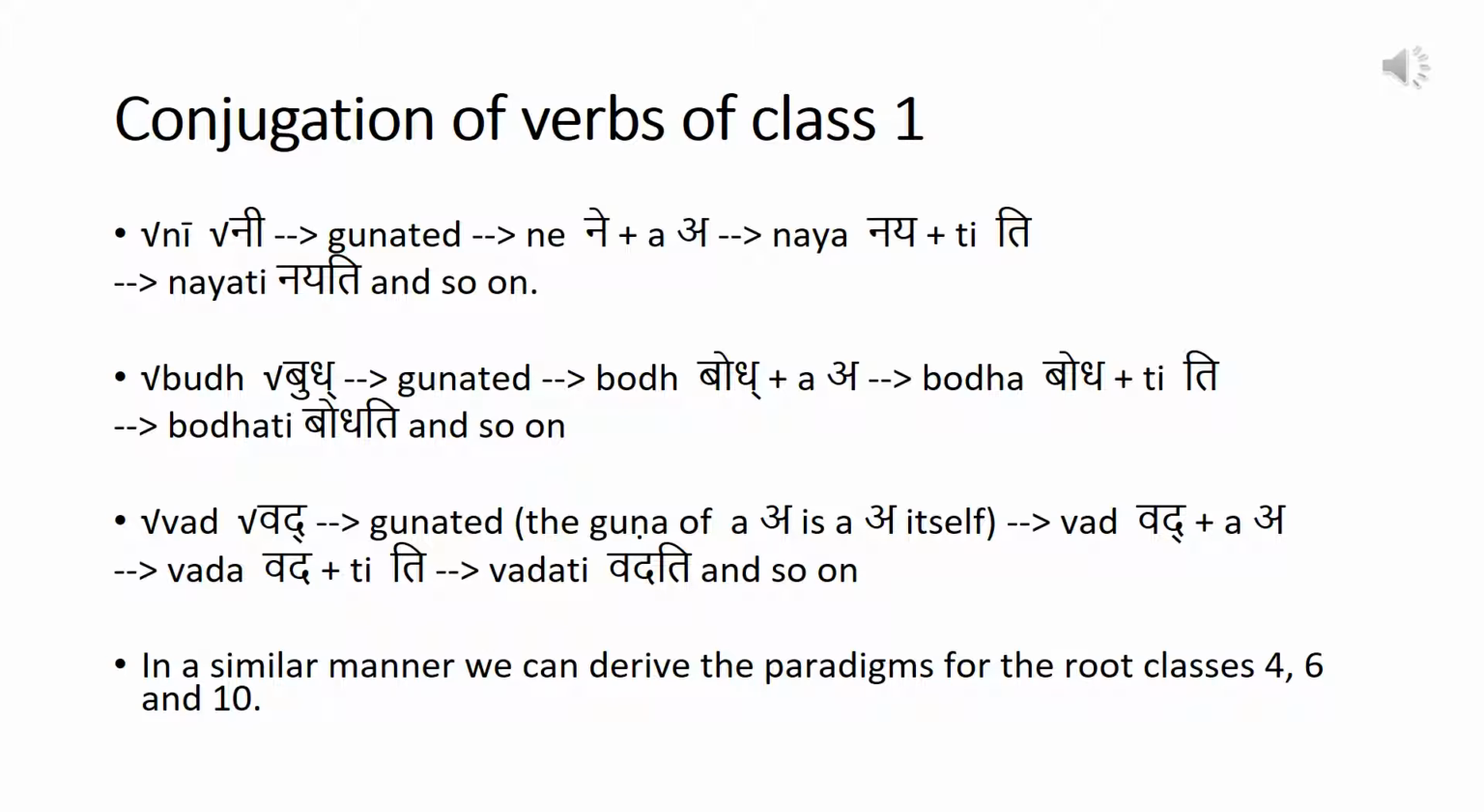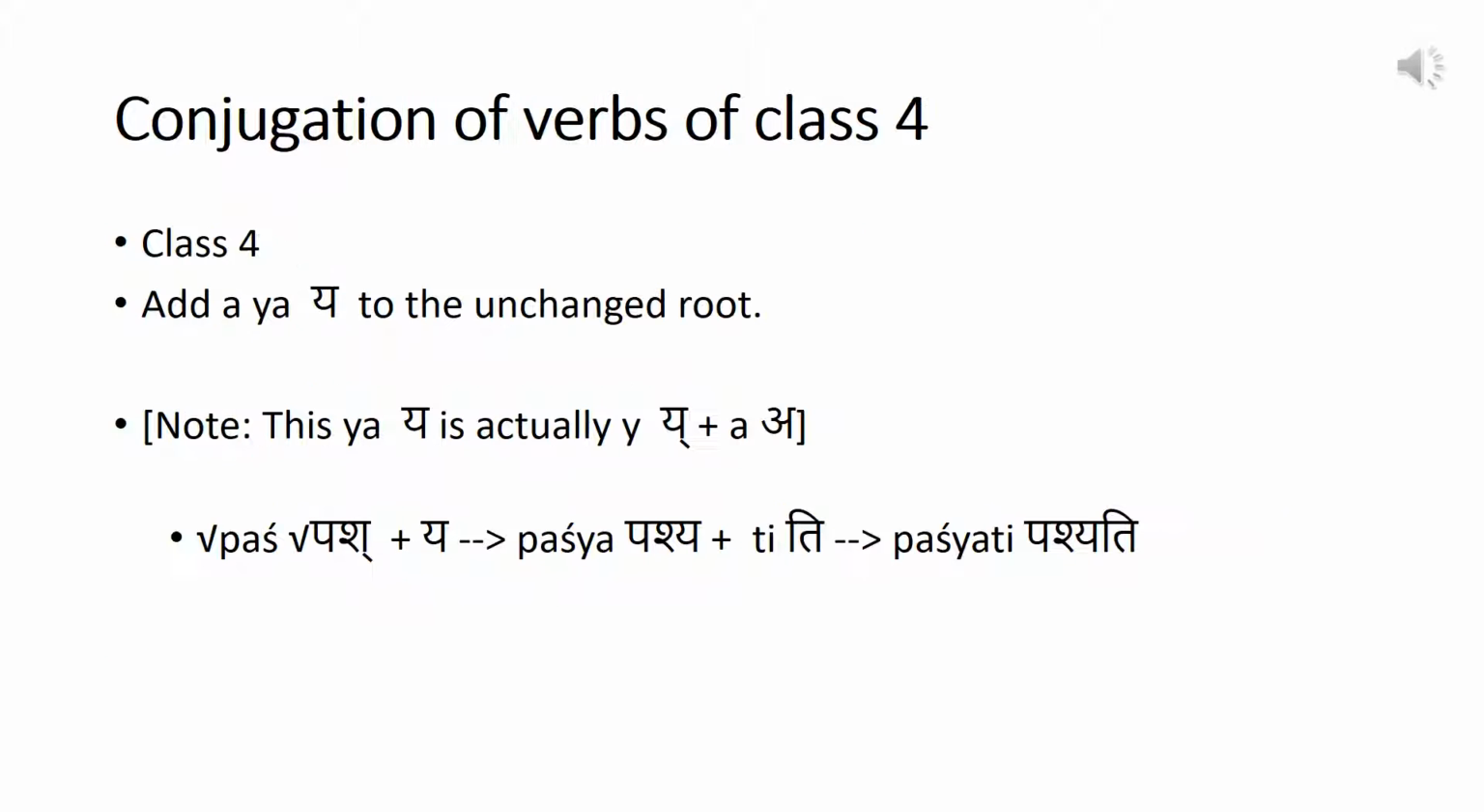In a similar manner, we can derive the paradigms for root classes 4, 6 and 10. We already saw the derivation for class 4. We add a ya to the unchanged root and then the endings are added. One thing to note is that this ya is actually ya plus a.